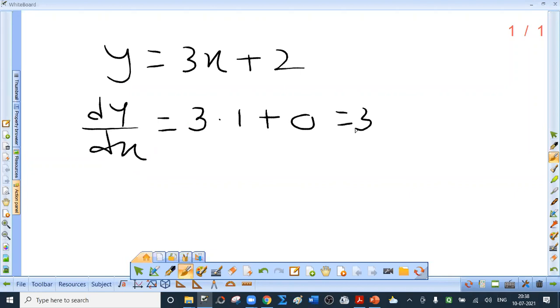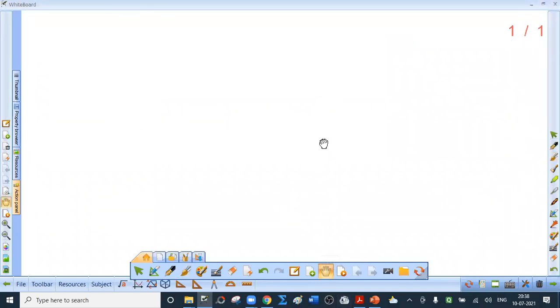Now if you ask me, sir, why derivative of x is 1? I'll explain that. X means x raised to 1. Derivative is 1 times x raised to 1 minus 1, that is x raised to 0, which is nothing but 1. So what is derivative of x? It is 1. So what is dy/dx? What does derivative stand for? It gives slope of tangent to the curve. I'll draw the diagram so that you will understand it.